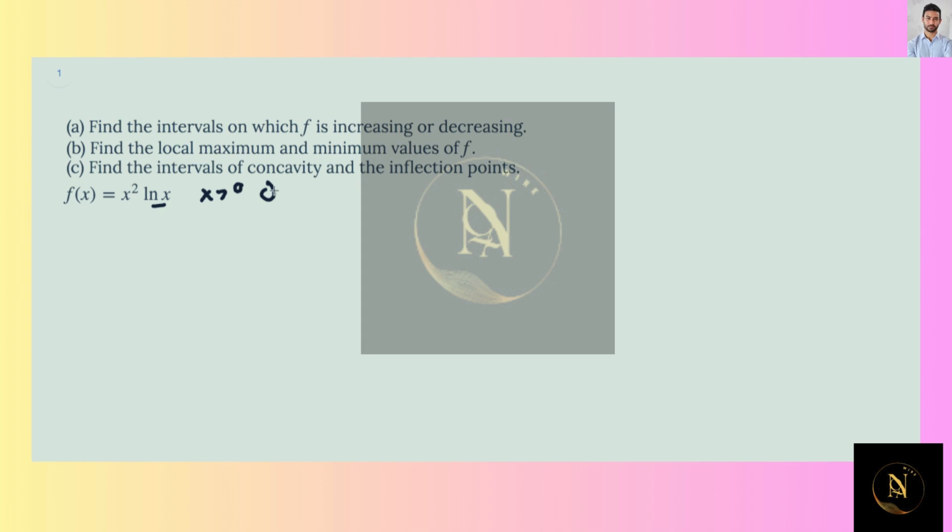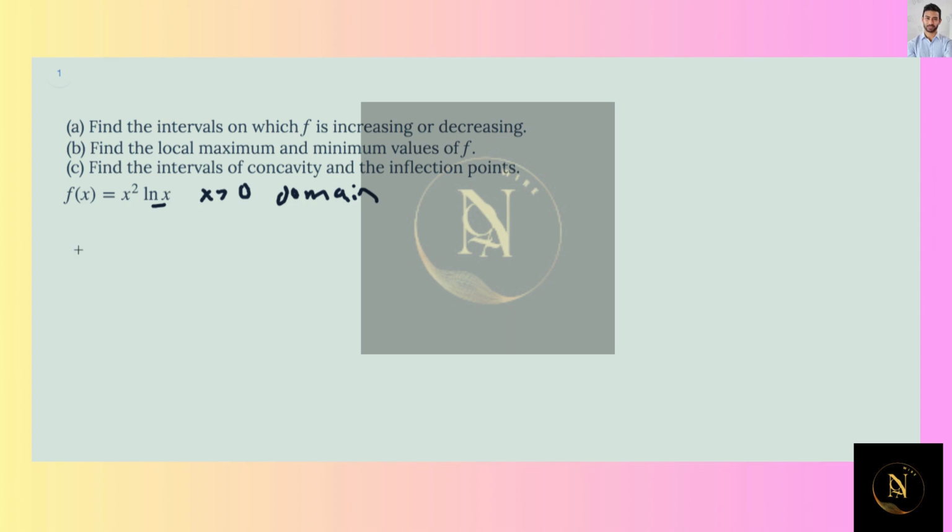The ln function doesn't accommodate zero or negative values, because the graph looks something like this. And so that means when we're looking at the intervals where the function is increasing or decreasing, we can only look at values greater than 0.